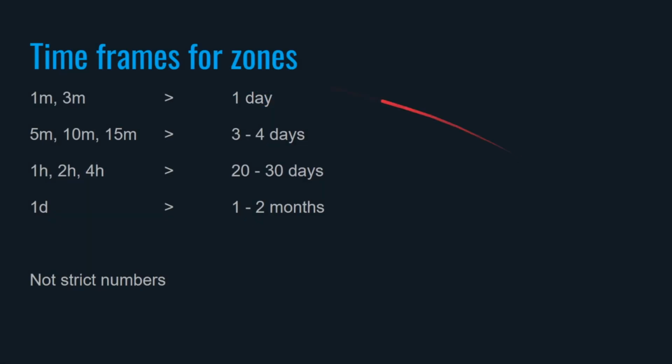We have certain time frames. 1 minute up to 3 minute zones, we use for 1 day. 5 minute up to 50 minute zones we use for 3 or 4 days. H1, H2, H4 zones are good for up to 1 month, okay, 20 days up to 1 month. And 1 day zones, the daily zones, we use for 1 up to 2 months. These are not strict numbers, so it can be 1 day more or less, but these are numbers to keep in mind so that you don't trade too old zones because they are history already.